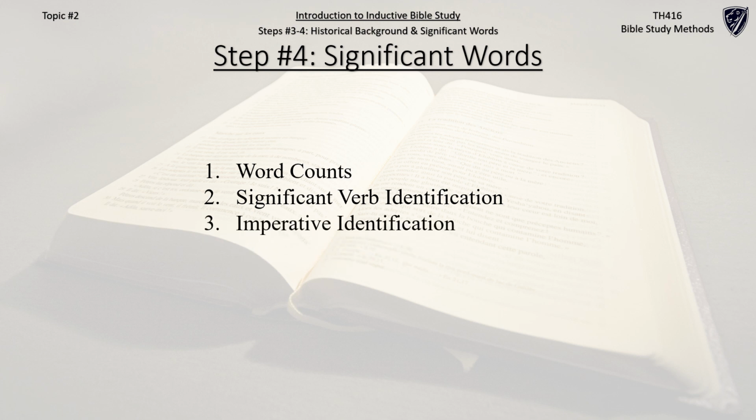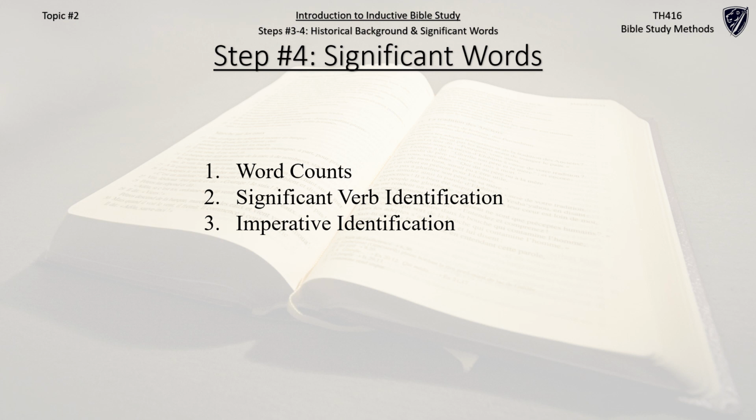Number 3, imperative identification. And an imperative is a command. And so anytime you see a command, it's safe to assume that God really wants you to do that. Of course, there's application that can be gotten from other parts of the Bible as well, even if the Lord doesn't give you a command. But if he does give you a command, it's probably pretty significant.